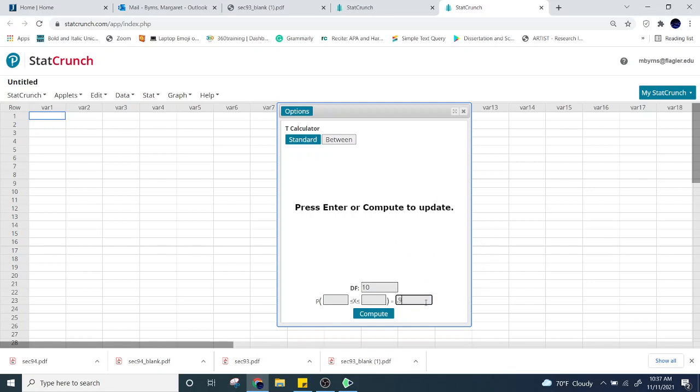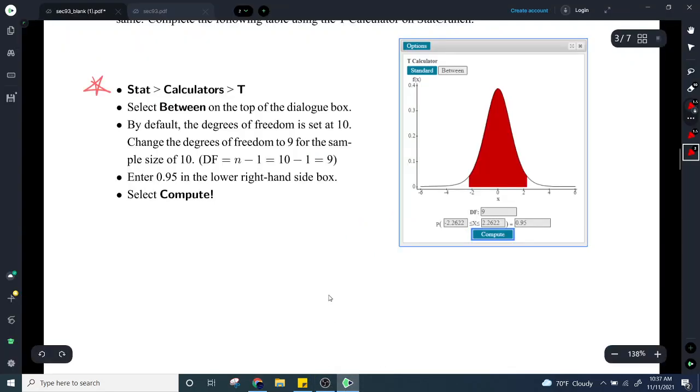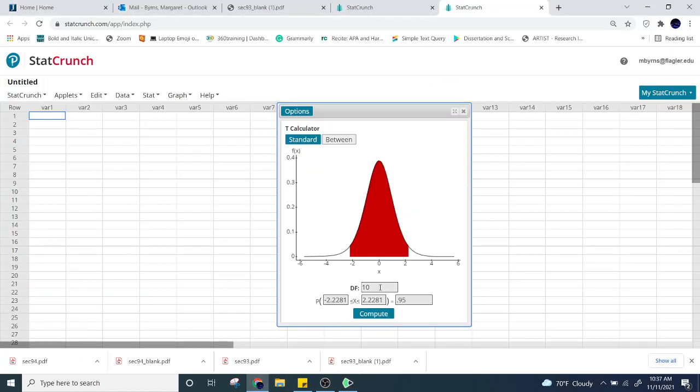There we go, 0.95. All right, so let me click on compute. And it's giving me 2.2281 to 2.2281. Let me go back to the notes here for a second. They said change the degrees of freedom to 9. All right, so let me do that. Let me change the degrees of freedom to 9.